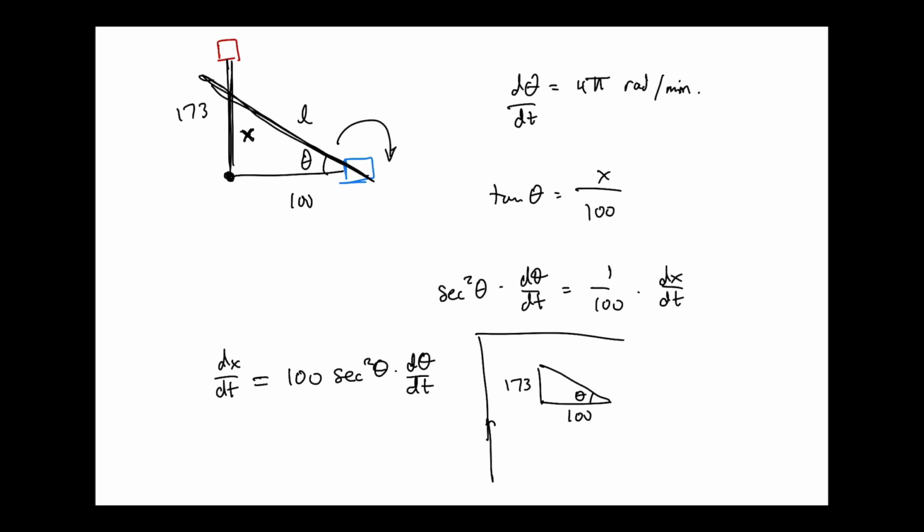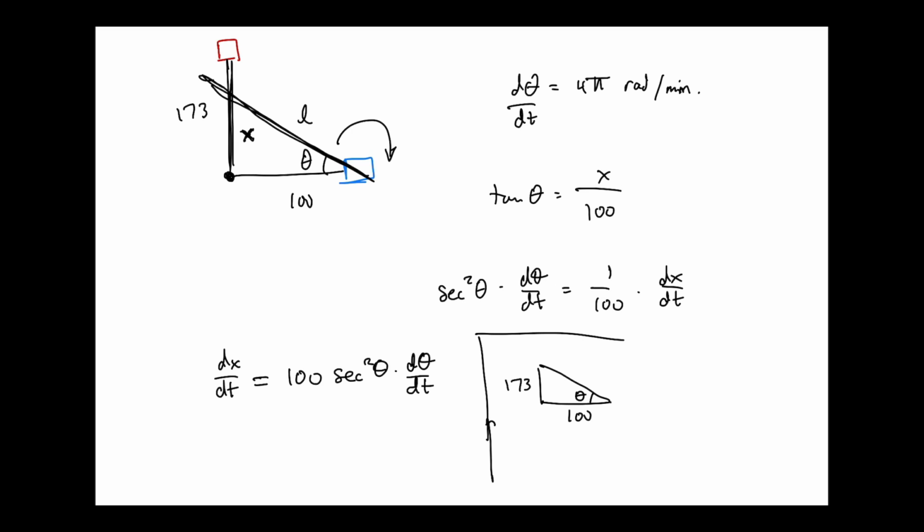Okay, so where was I before I was so rudely interrupted? We had it down to a formula for dx/dt in terms of secant squared of theta and d theta/dt. And the problem was we didn't know what secant squared of theta was. We know d theta/dt because it was given as 4 pi radians per minute. That was the rate at which the lighthouse was rotating. And then the secant squared part, well, we needed to look at this little triangle here.